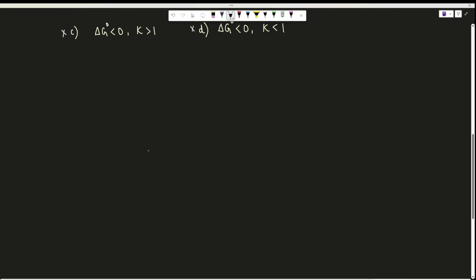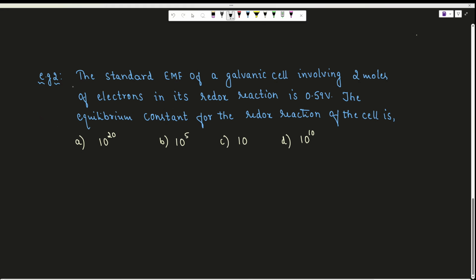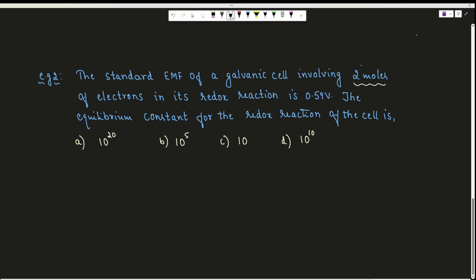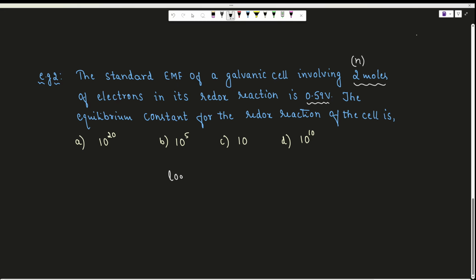Let us take one more example. Here the standard EMF of a galvanic cell involving 2 moles of electrons, means here the n value is given, n is 2, in its redox reaction is 0.59 volt. E naught of cell is given. The equilibrium constant for the redox reaction is. So here we need to calculate the value of K.